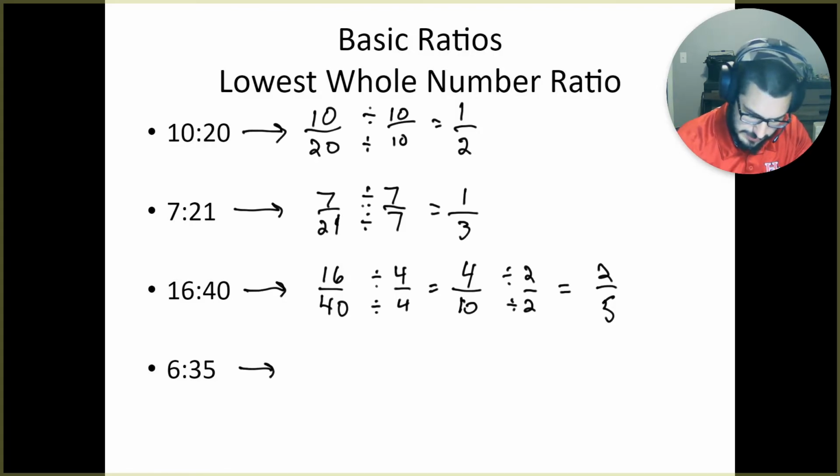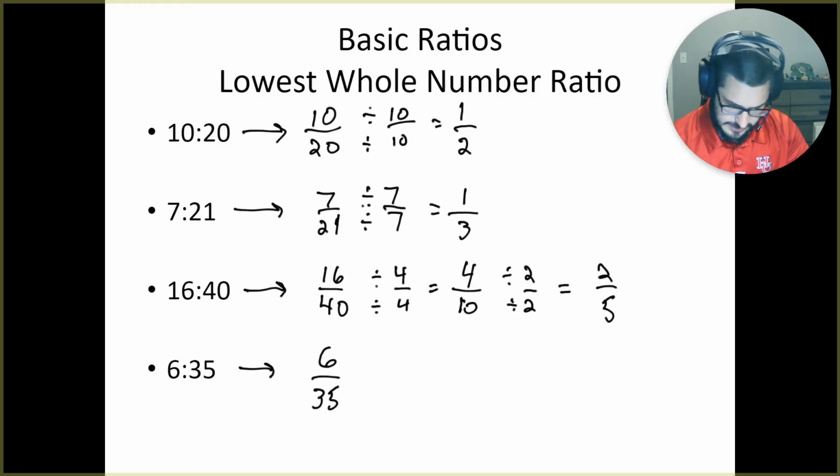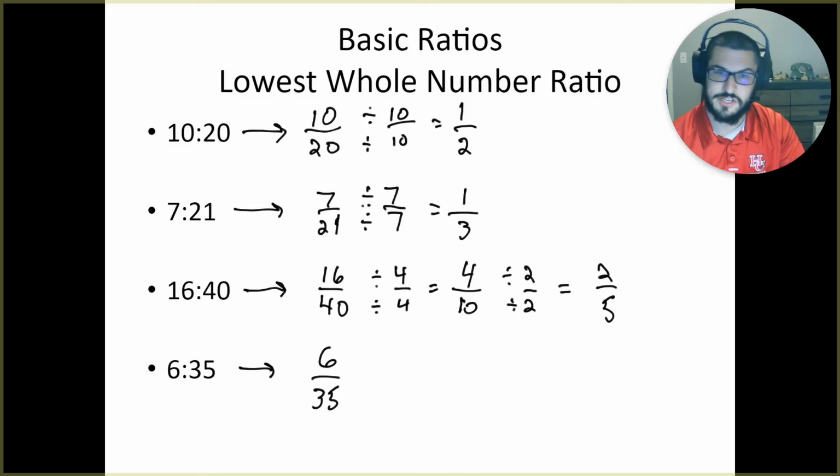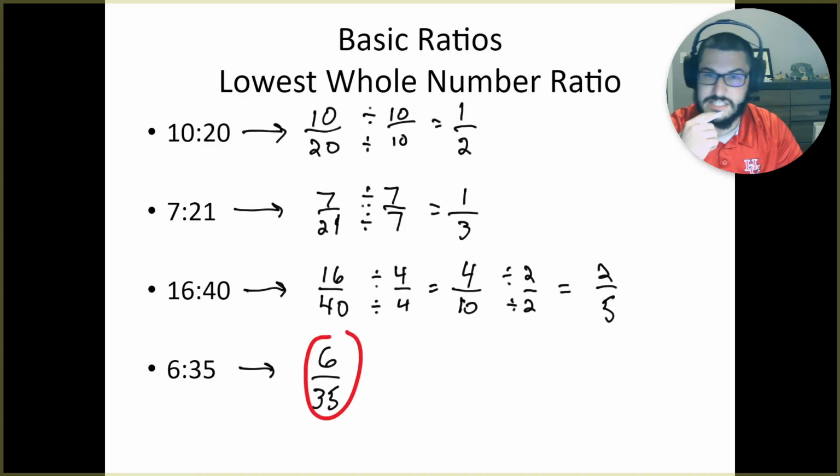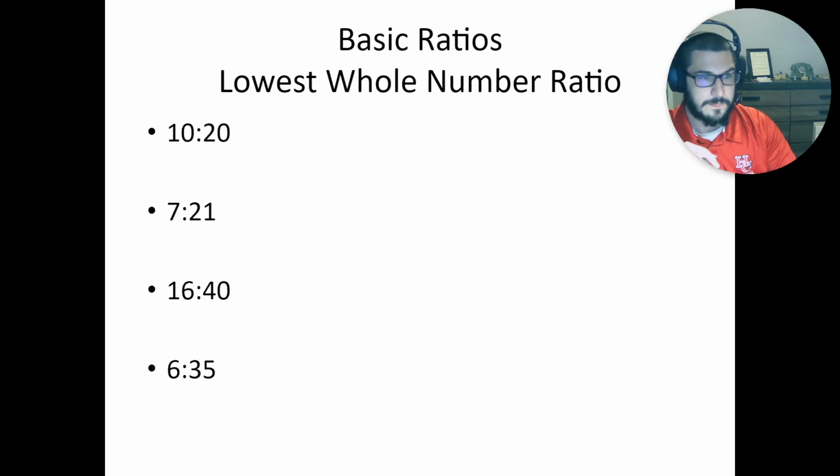And then if we've got 6/35, 6 can be divided by 2 or 3 or 6, and none of those numbers are also divisible by 35, so that's already in the lowest whole number ratio.